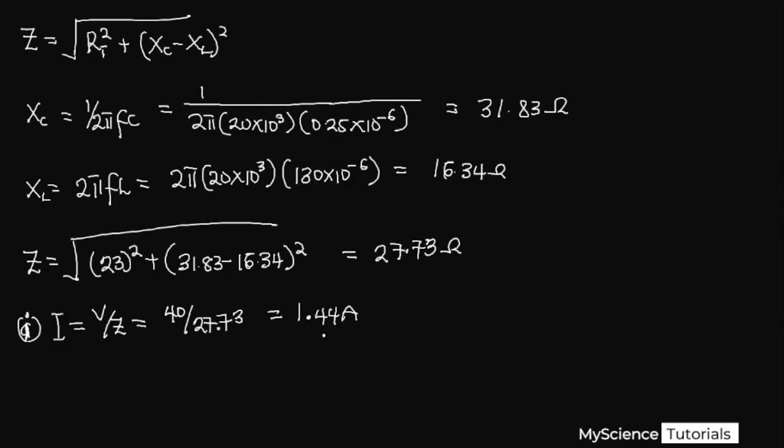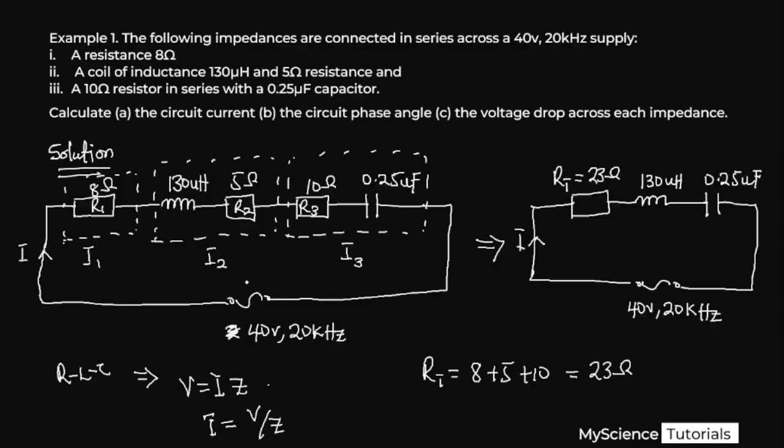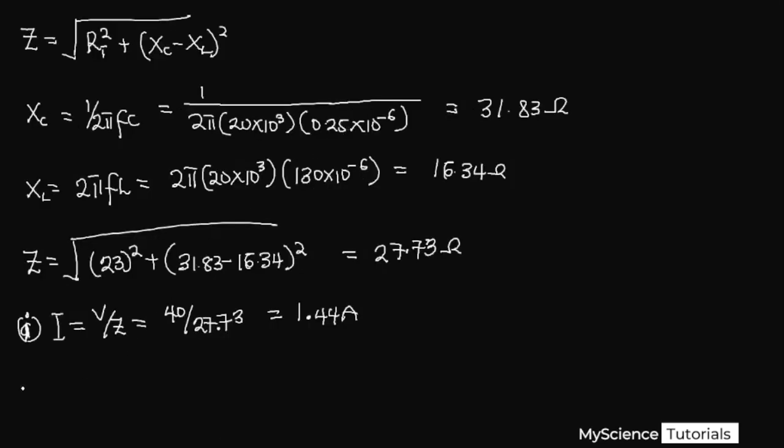Now let's go ahead and look at the second aspect of the question. So we are to calculate the circuit phase angle, and then the voltage drop across each impedance. So the second thing we need to do is to calculate the phase angle. The tan of the phase angle is equal to XC minus XL all over R. So this is how we find the phase angle.